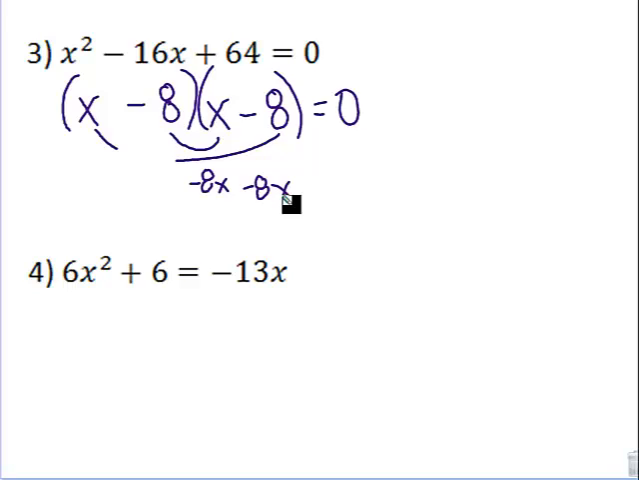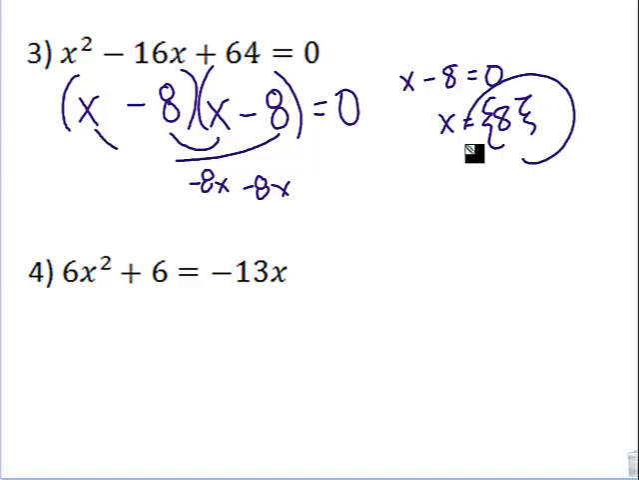Now in this problem we have x minus 8 times x minus 8 is equal to 0. Notice that the factors are identical to each other, so that means our only option here for our solution is that x minus 8 is equal to 0. Well, if x minus 8 is equal to 0, that tells us that x should equal 8. So we just have one solution for this one. Let's look at one more for factoring. 6x squared plus 6 is equal to negative 13x.